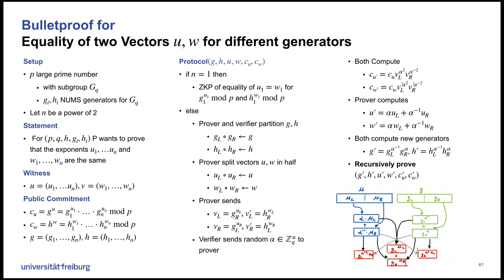Of course, we can do similar things. This is an operation that we need for that. We can show a bulletproof for the equality of two vectors for different generators. If you look at this proof, it's the same thing that we have seen, that we know the coefficients of one generator. We have here u and v. Actually, this has to be w, it's a typo. We have public commitments here to two generators.